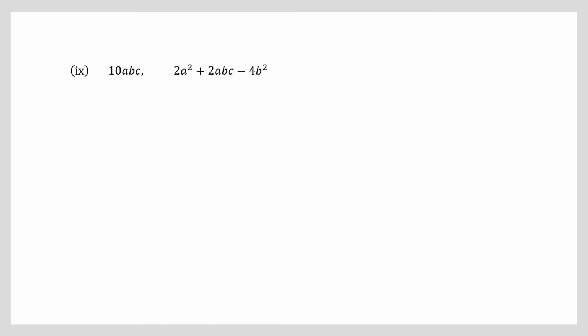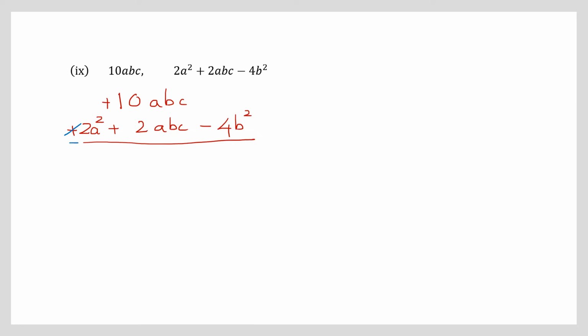Ninth one, 10abc. Okay, now the second one we need to write below this first one. Now 2a square, we don't have a column. So let me make a separate column, 2a square plus 2abc. I can put it here, plus 2abc and minus b square also a separate column. I can make another column. Okay, right. Let me write what was missing, plus the plus here. Now the signs of the second row will change. Plus becomes minus here. Here also, here minus becomes plus.